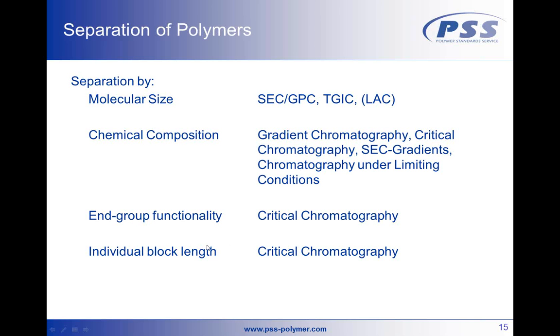And finally, if you would like to separate block copolymers or segmented copolymers according to the individual block lengths, so in an AB block copolymer, we would like to separate not according to the total length of the block copolymer, but only to the length of the A block, then you should use something like critical chromatography. You can look these things up, but that would be the method of choice to go.